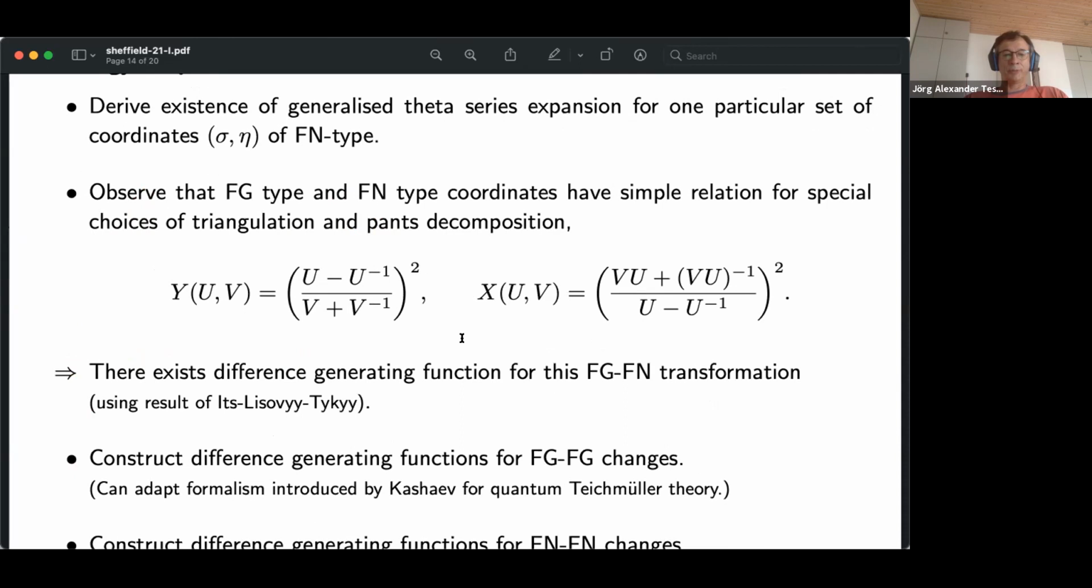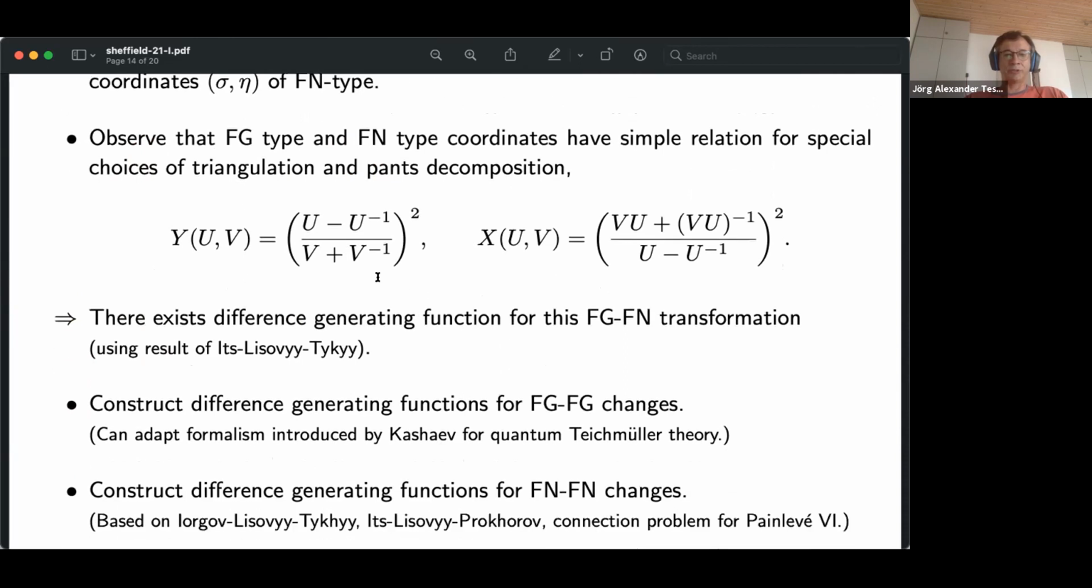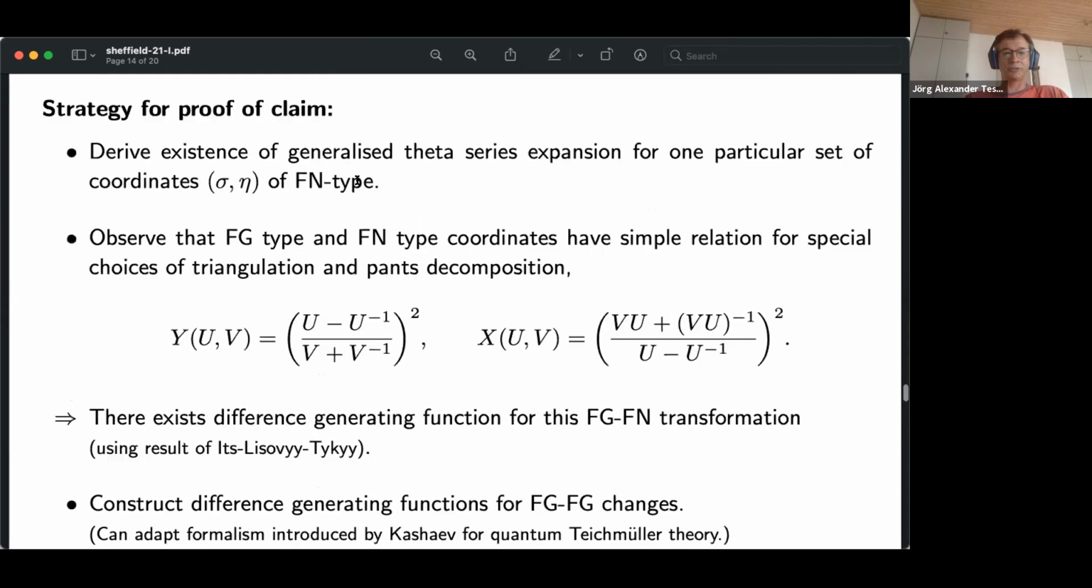So there are simple formulae here, and such a change of coordinates has been studied in the literature before, namely in work related to Painlevé 3, but we claim it carries over to Painlevé 6 with a good triangulation. This has been studied in the work of Iorgov, Lisovyy, and Teschner. And the difference generating function has been computed there, which does the job to represent this change of coordinates. So that's our door into the world of Fock-Goncharov, knowing that the story works for at least one system of Fenchel-Nielsen coordinates.